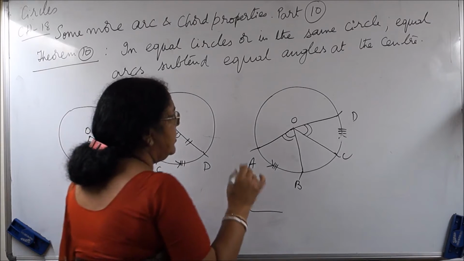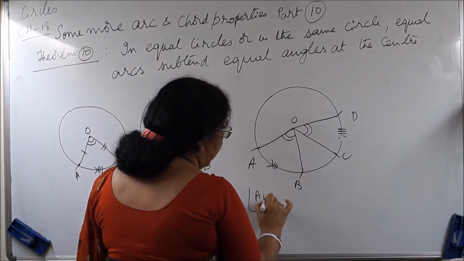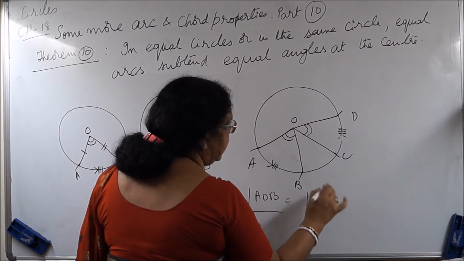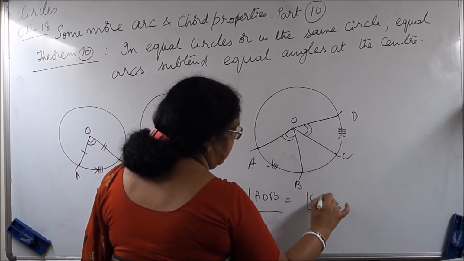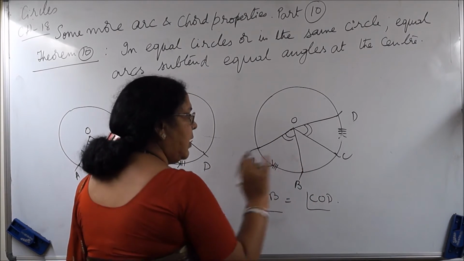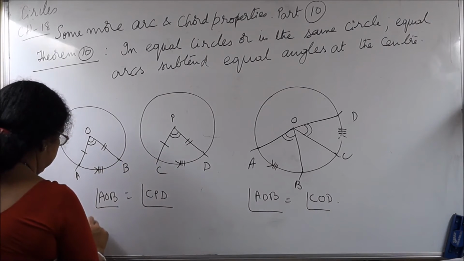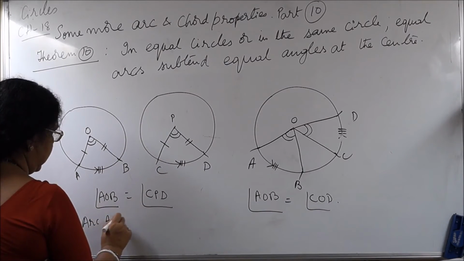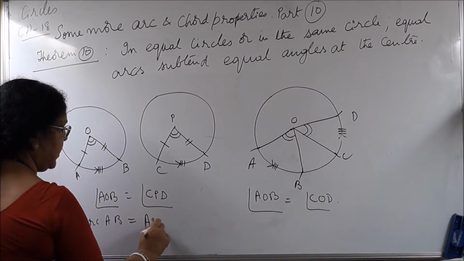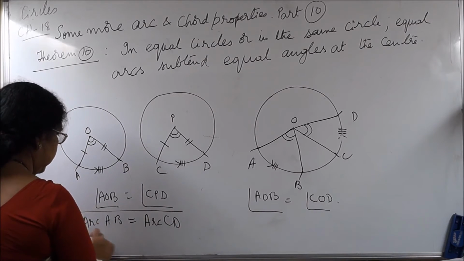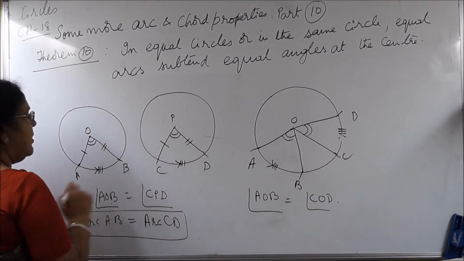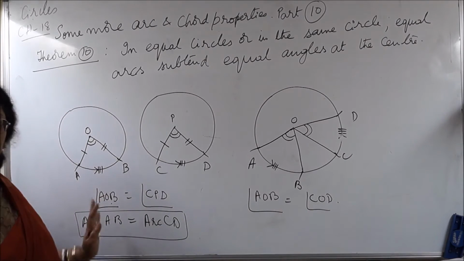Now in this figure, in the same circle, angle AOB is equal to angle COD, where arc AB is equal to arc CD. This is the condition. When arc AB is equal to arc CD, the angles subtended by the arcs are equal.